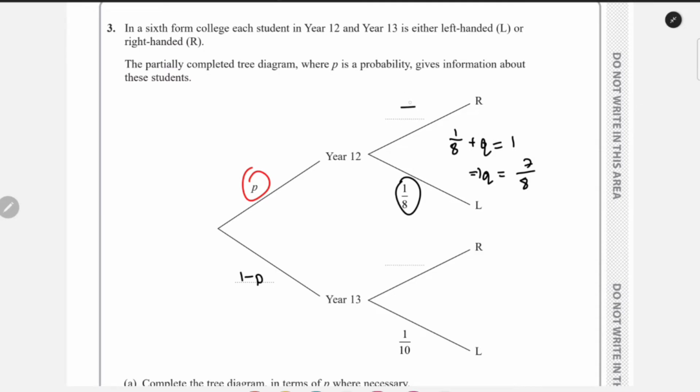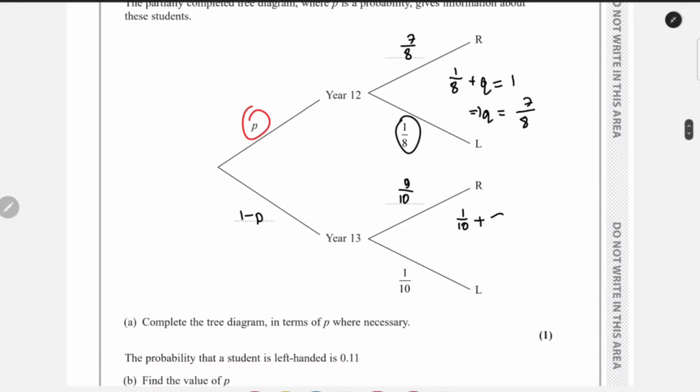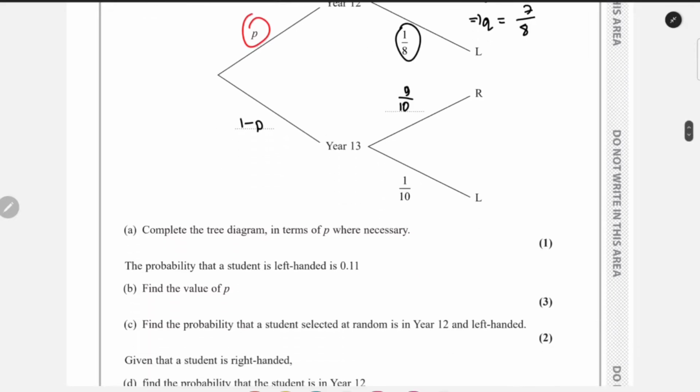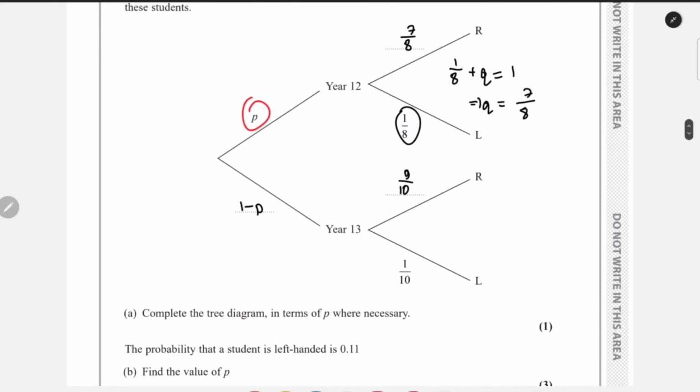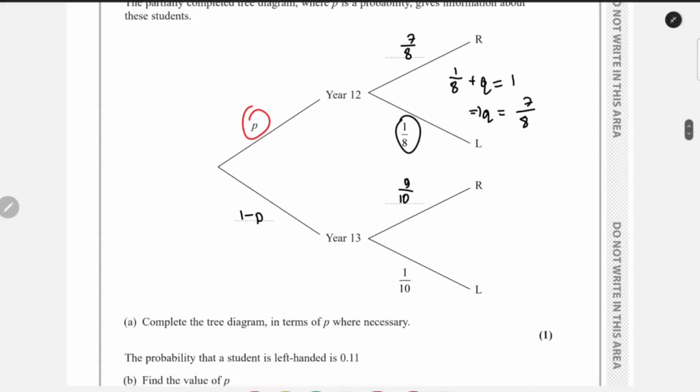So this is 7 by 8. Now if this is 1 by 10, in the same way we can find this will be 9 by 10, because 1 by 10 plus 9 by 10 is 1. So this is basically how much of year 12 students are right-handed and left-handed, and how much year 13 students are right and left-handed.